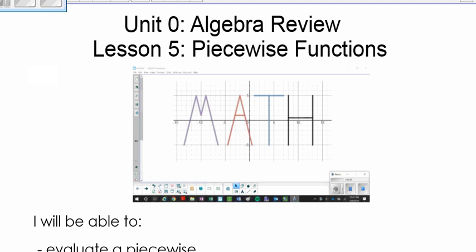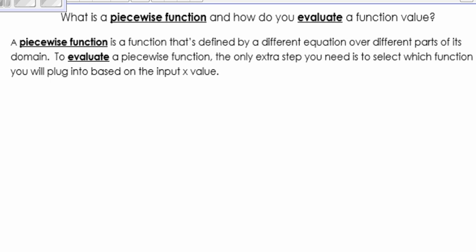We're going to talk about piecewise functions, how to evaluate them, how to graph them, and how to write an equation given a piecewise graph. So a piecewise function is a function that's defined by a different equation over different parts of the domain. And to evaluate these functions, you have to take an extra step. You have to decide which part of the function you need to plug x into based off of the value of x. Let's take a look at that.